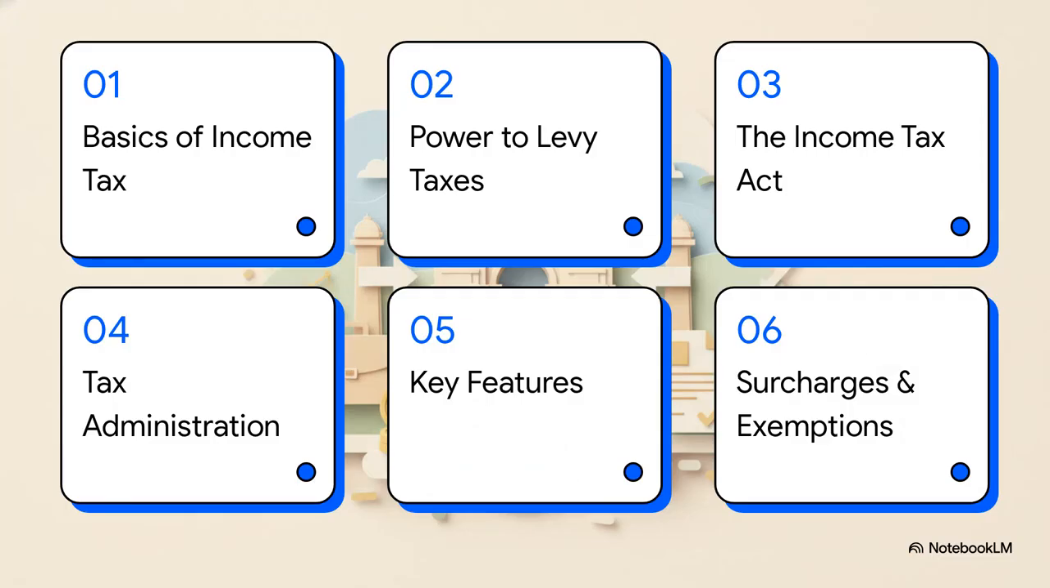To keep things super clear, we've got a roadmap today. We're going to systematically hit the basics of income tax, the power to levy taxes, the Income Tax Act itself, tax administration hierarchy, key features, and finally wrap up with surcharges, cess, and exemptions. Let's get right into it.